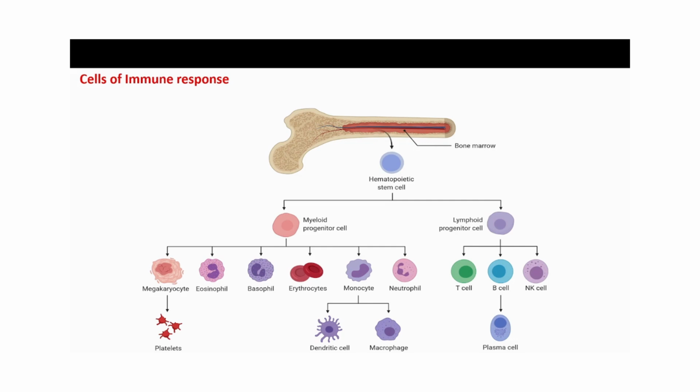So next is granulocytes, where we have divided this granulocyte into three types: neutrophils, basophils and eosinophils. You can see neutrophils, basophils and eosinophils are granulocytes, where granules are present in the cell.